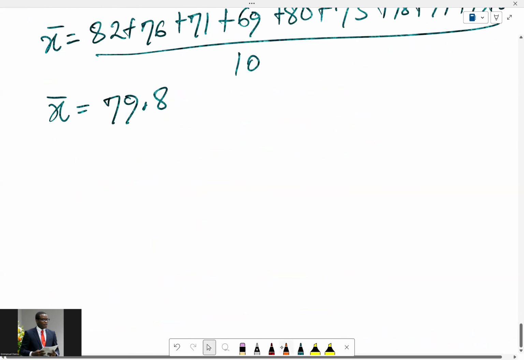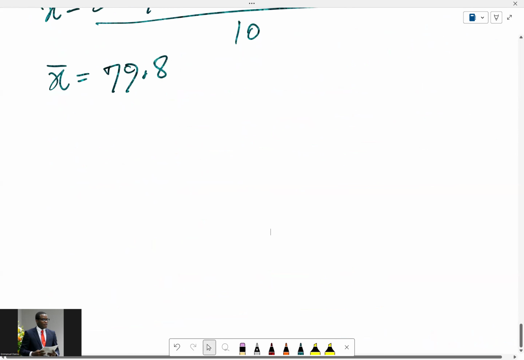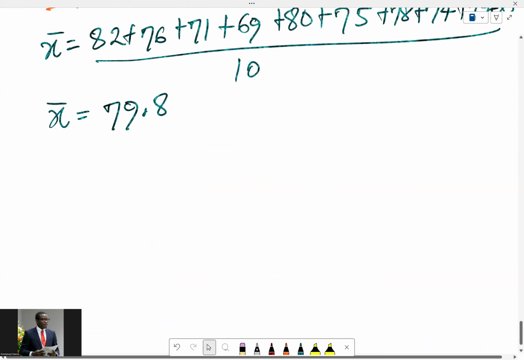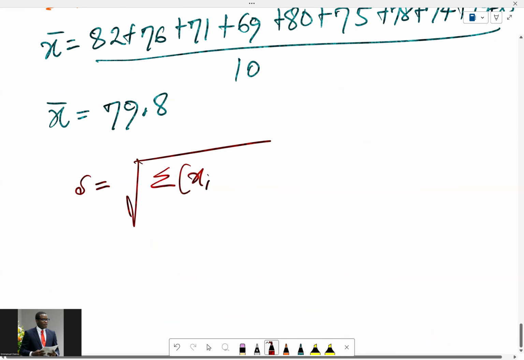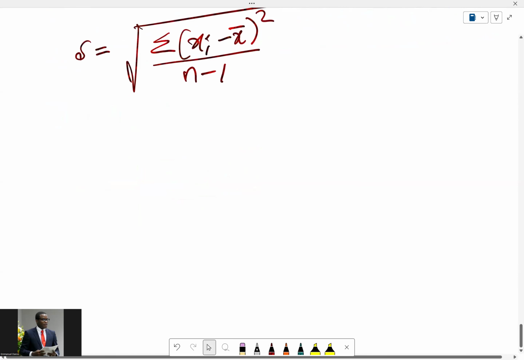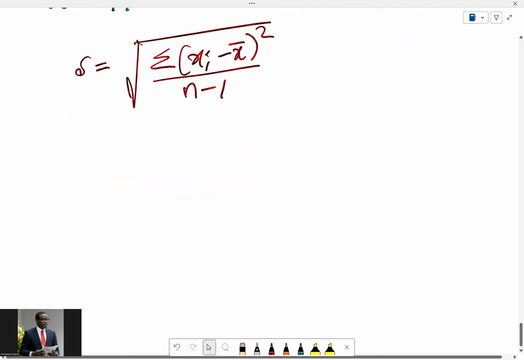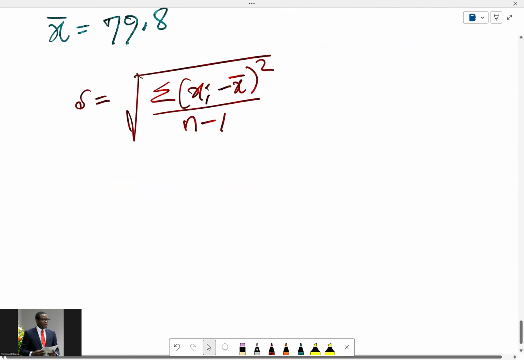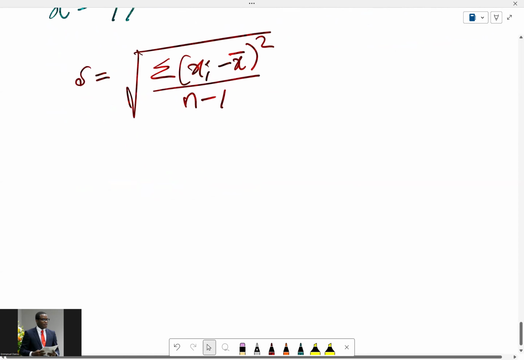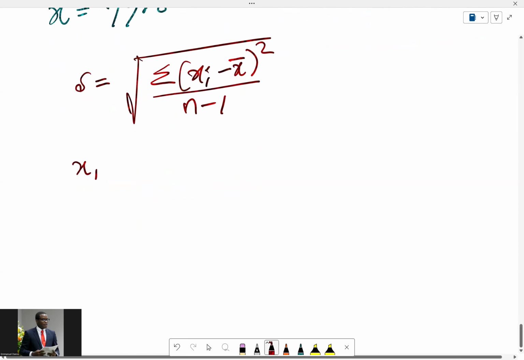So the next thing is the S. Basically, S is given as the square root of the summation of (xi minus X bar) all squared, divided by n minus 1, being a small sample size. We've done this a couple of times. I think it's always easier to make a table. If you make a table, things will work way better. So we have our xi's now.